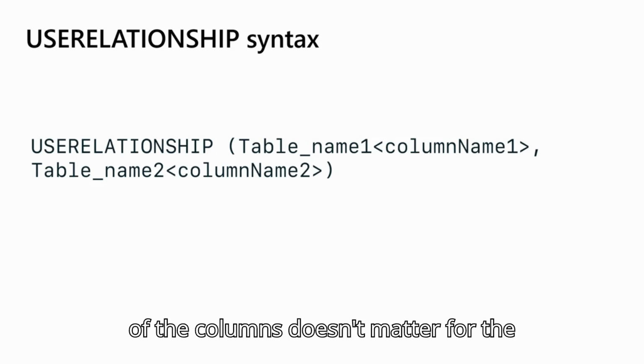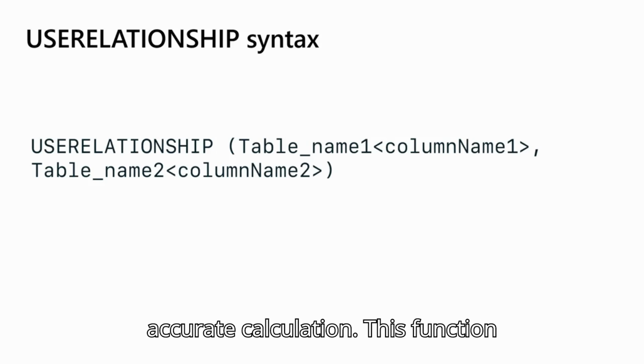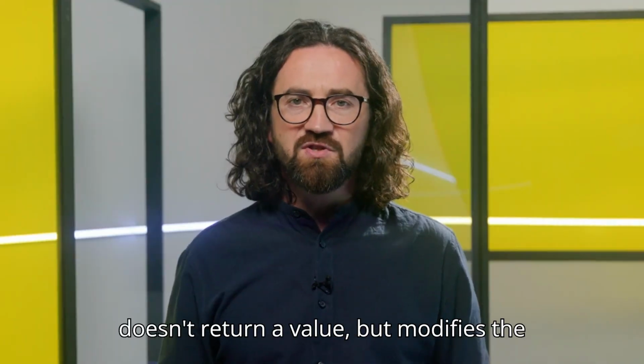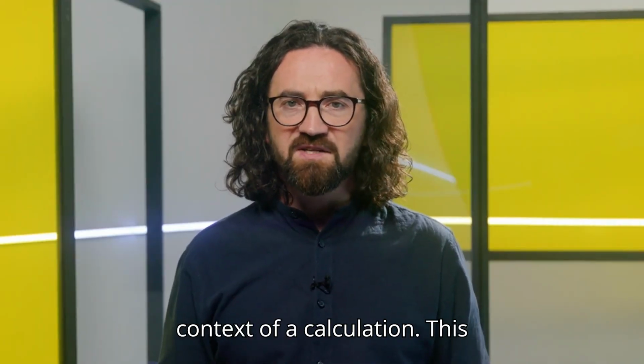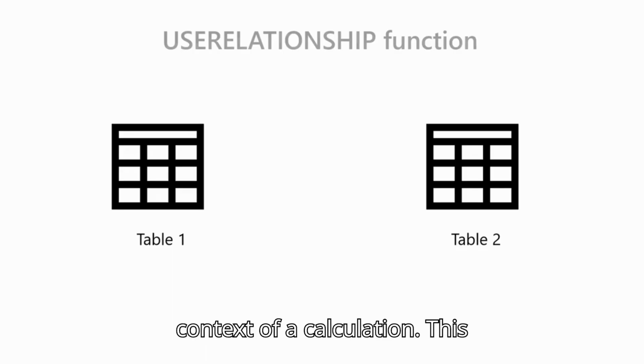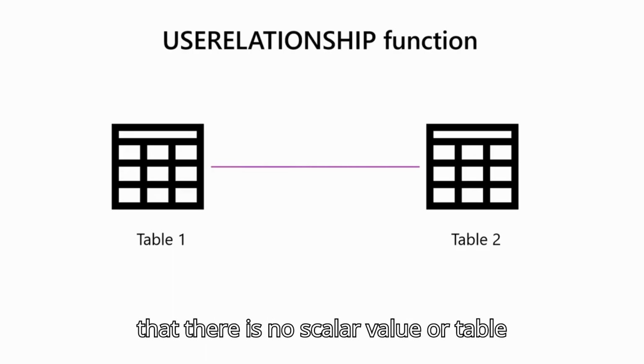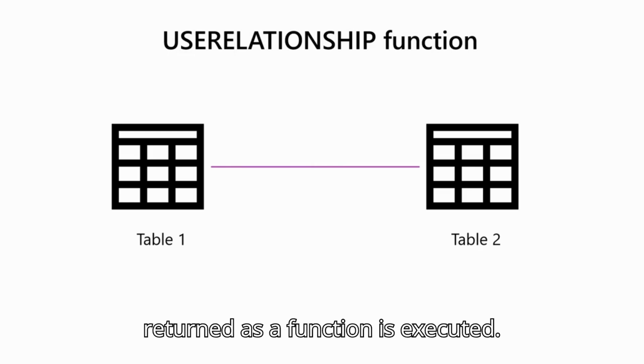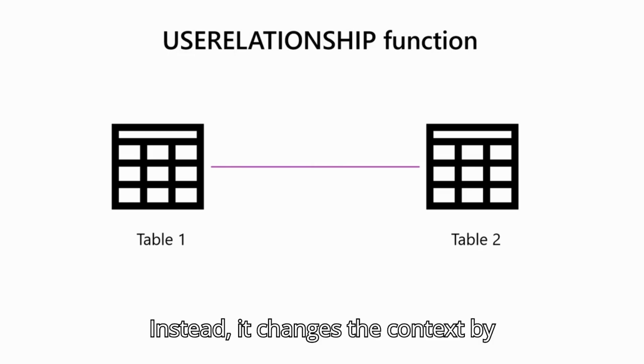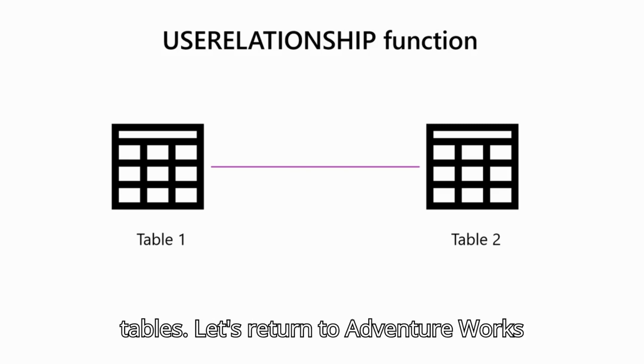The order of the columns doesn't matter for the accurate calculation. This function doesn't return a value, but modifies the context of a calculation. This changes the table relationships, meaning that there is no scalar value or table returned as the function is executed. Instead, it changes the context by overriding the relationship between tables.